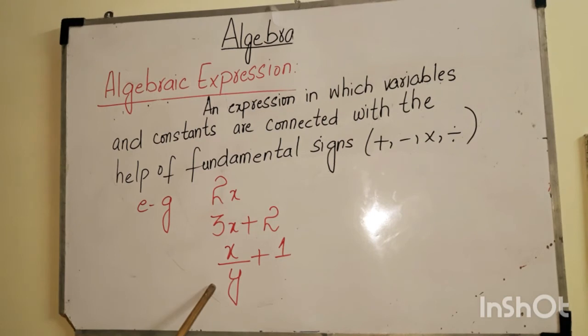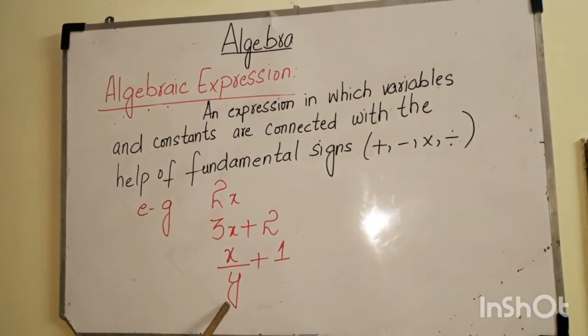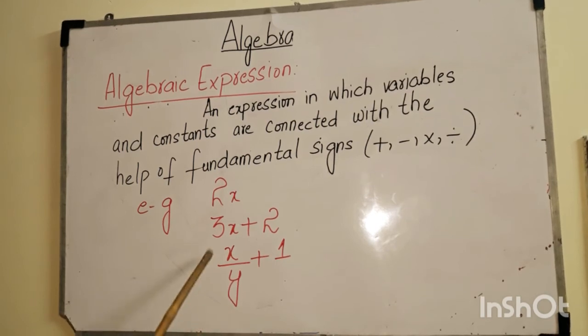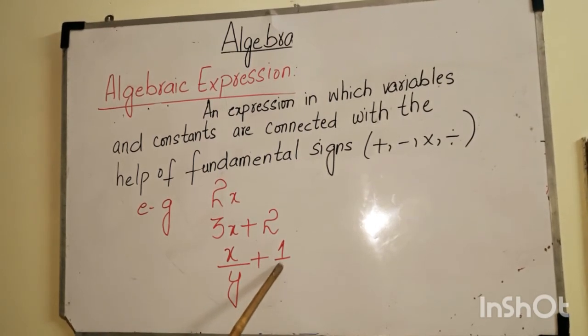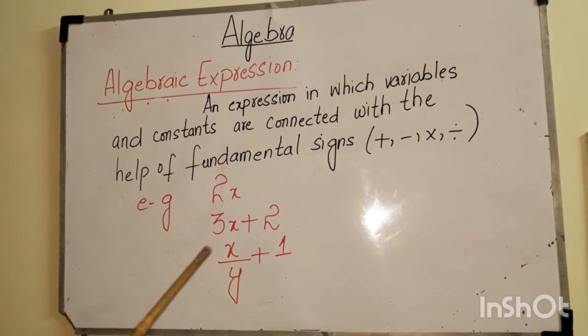Move toward the third example. This is the variable. This is the variable. Both are connected. This is the fraction, and the fraction is connected by the sign of division. And one more term is also here, that is 1. Both terms are connected with the sign of addition. So this is all about algebraic expressions.